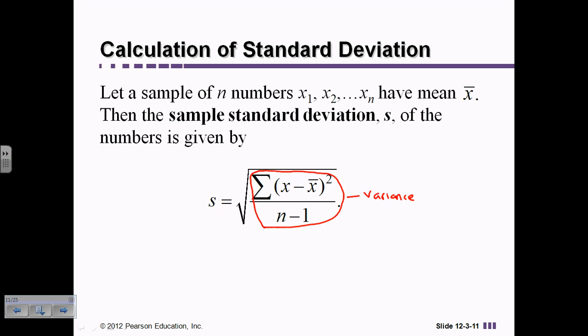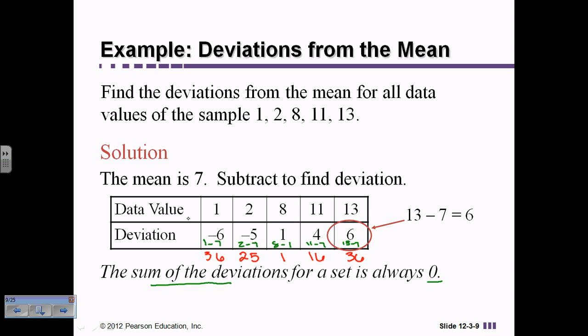X bar is your average. So it's saying take each number in the data set and subtract it from the average. So if we go back again, a couple slides, we took each data value, 1, 2, 8, 11, and 13, and we subtracted it from 7, and we got 1 minus 7 is negative 6, 2 minus 7 is negative 5, 8 minus 7, oh, how did I get that? 8 minus 7, that should be a 7 instead of 1. 8 minus 7 is 1. 11 minus 7 is 4, and 13 minus 7 is 6.